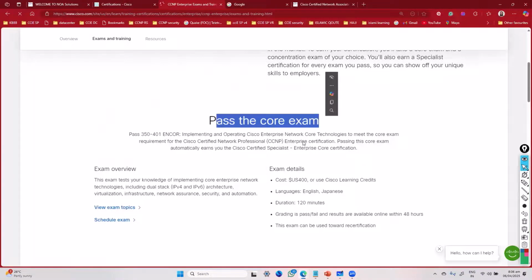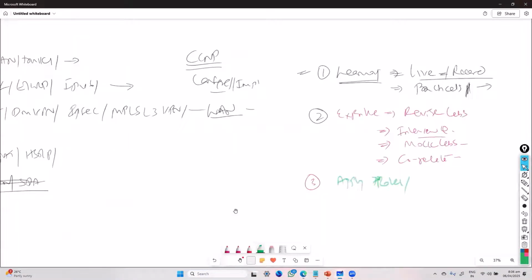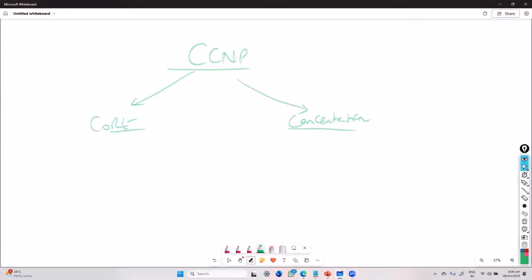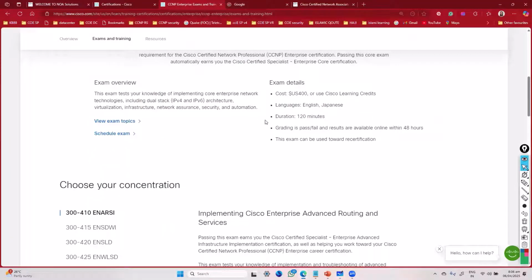So the core exam. Now, CCNP certification is divided into two modules. You have any CCNP, not just enterprise. CCNP divides into two modules: one is the core exam and the other is the concentration exams. If we are doing the enterprise core, it will be called ENCOR, enterprise core. If you are doing security core, then data center core, service provider core, like that. For every track, there is always the core exam, and the core exams cost around $400.